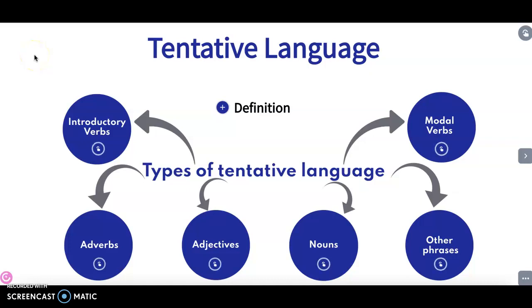In this video, we'll look at tentative language. First of all, these slides can be downloaded as a PDF with additional examples for you to refer to.